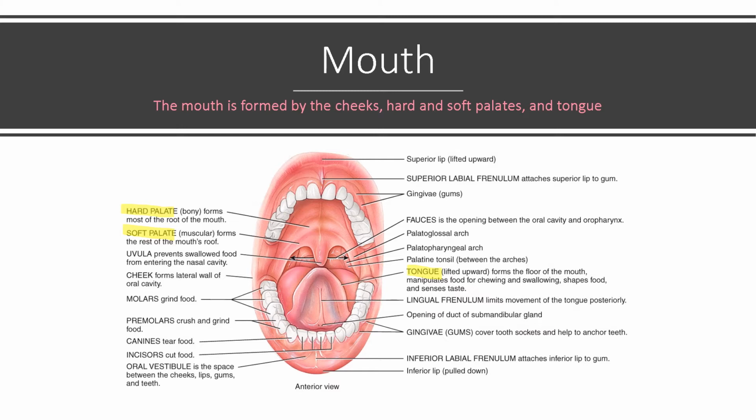The hard palate, this is the anterior portion of the roof of the mouth, and it's formed by the maxillae and palatine bones. So this is going to be kind of the bony palate, and it's covered in mucous membrane. So this is going to form the bony partition between the oral and nasal cavities.